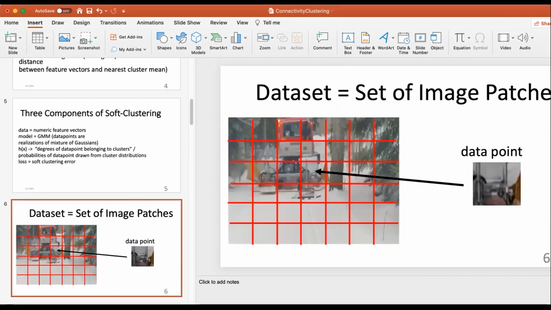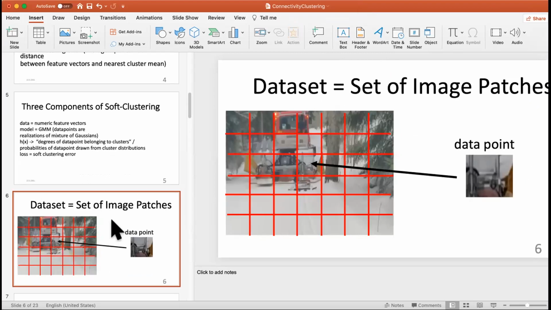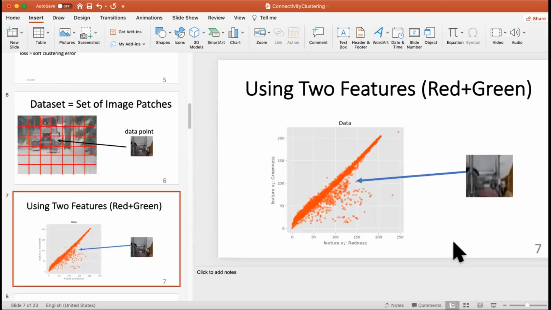Okay, so let's look again at an example application. For example, we want to segment an image. So we take one image and we cut it into small rectangular pieces or patches, and each patch is a data point. And then we compute two features for each data point, the average redness and the average greenness. So we can represent each data point then in a two-dimensional plane. And now this data set is what we could feed into a clustering algorithm like K-means or the soft clustering algorithm.